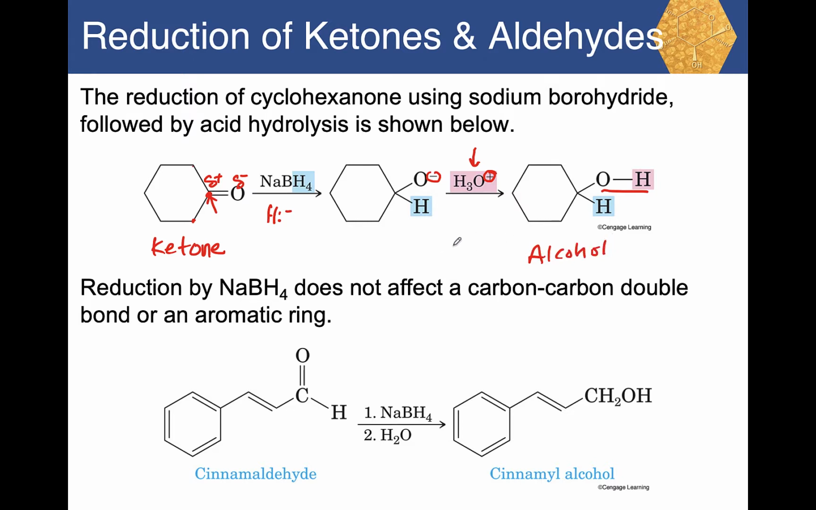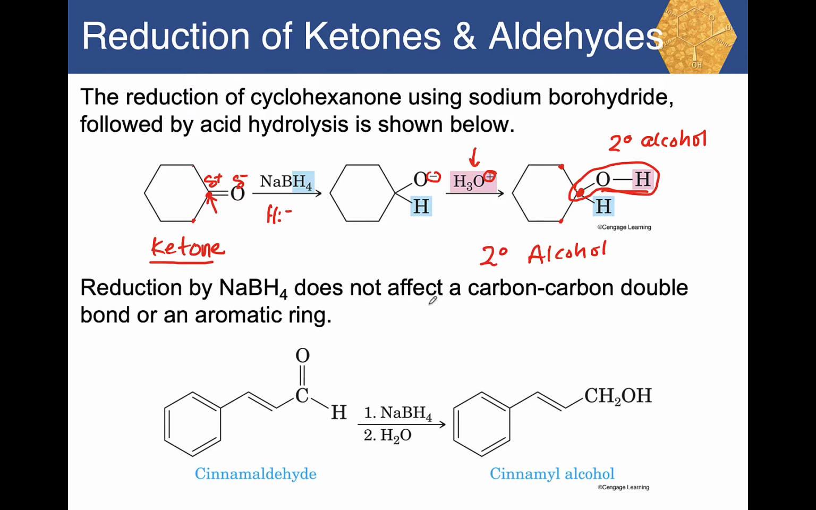One thing I should point out here though is that this alcohol here is a secondary alcohol. Why? Because this carbon of the alcohol is bonded to a carbon and another carbon, two carbon groups. So it's a secondary alcohol. So, a summary, ketones are reduced by sodium borohydride after hydrolysis with an acid to produce a secondary alcohol.